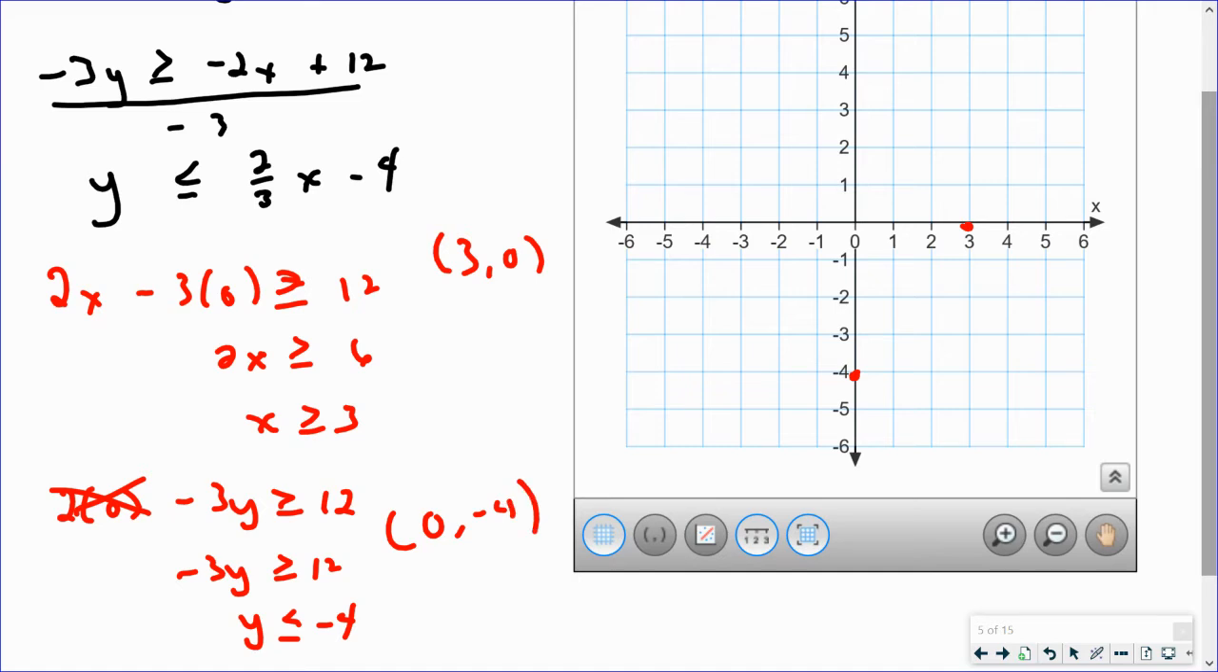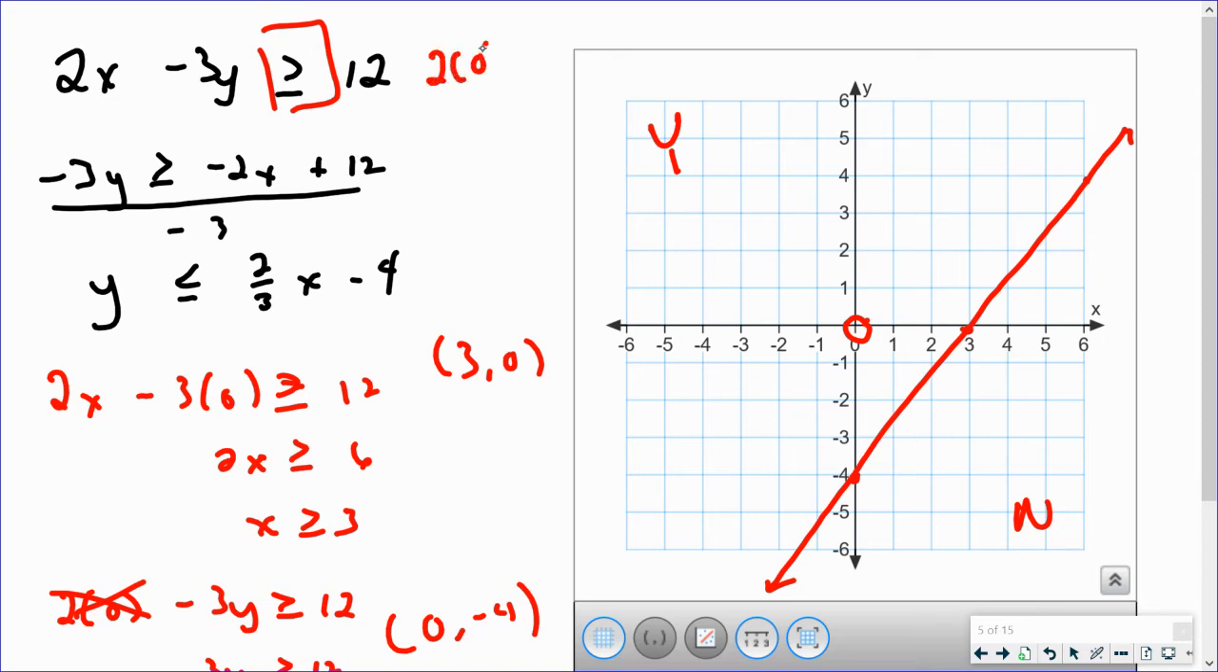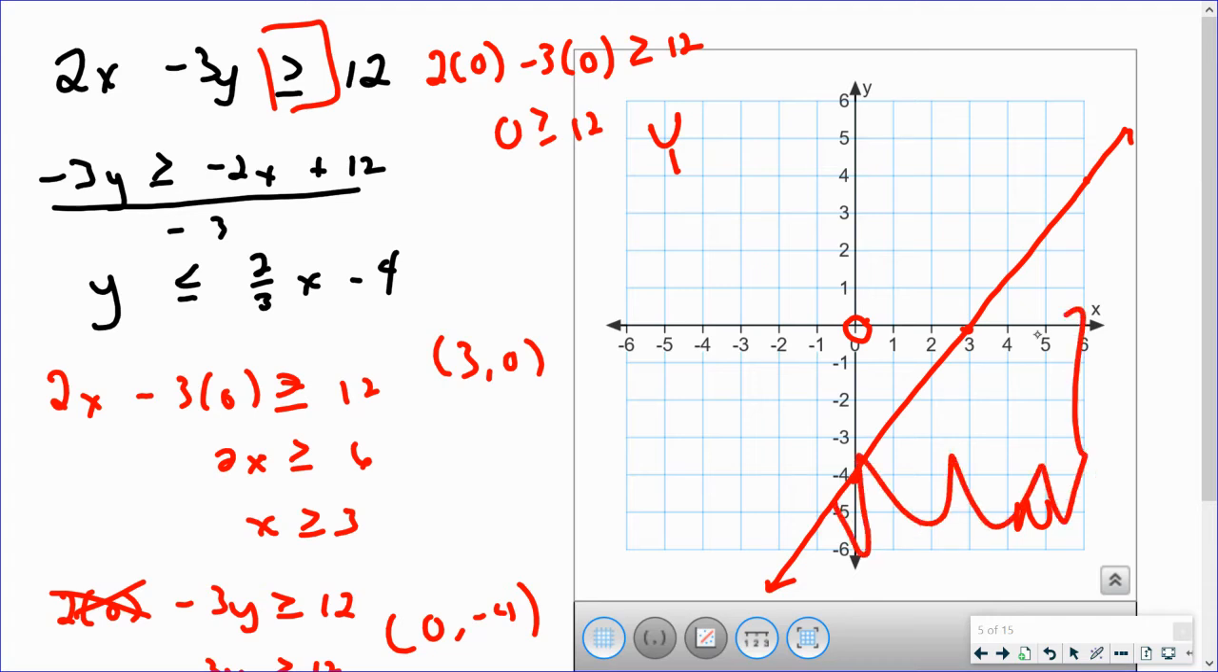Now, this particular problem, the original sign was greater than or equal to. That's a solid line. So I'm going to just try to connect these two dots. So I would go up 4, over 3. So 1, 2, 3, 4, 1, 2, 3. There's that other point just for me to graph. This is a solid line. Okay, 0, 0. Yes side, no side. So I'm going to put a 0 in for x and a 0 in for y. Is 0 greater than or equal to 12? Well, once again, it's no. Shade the no side.